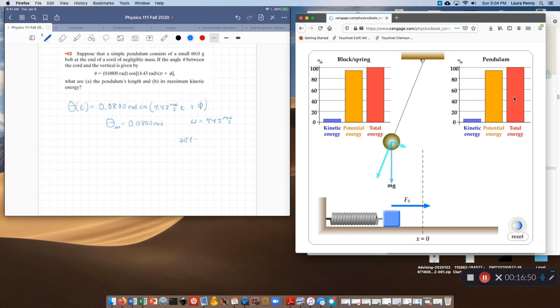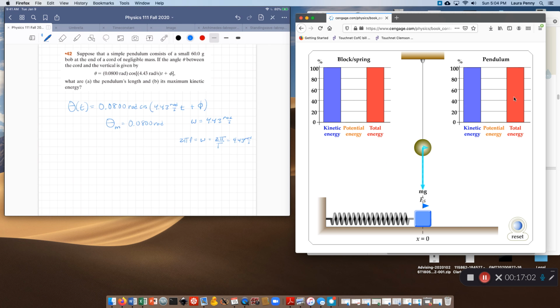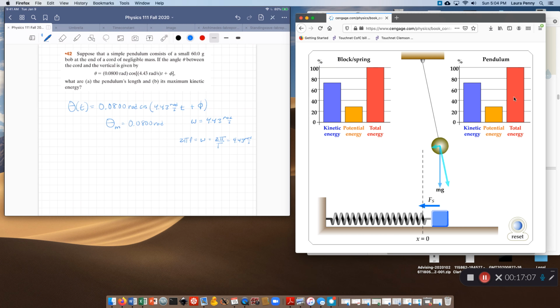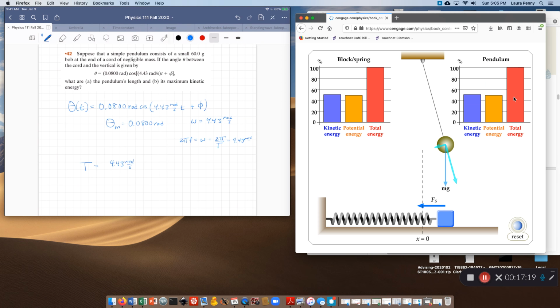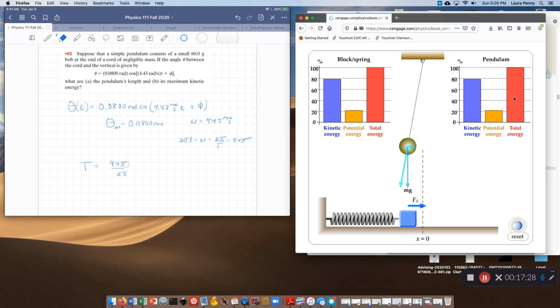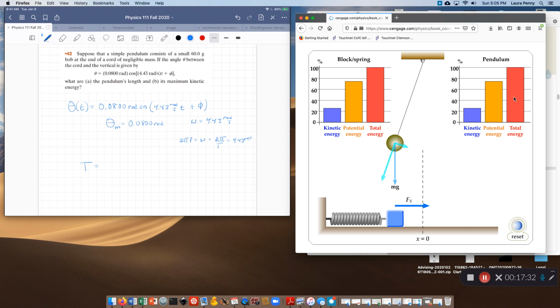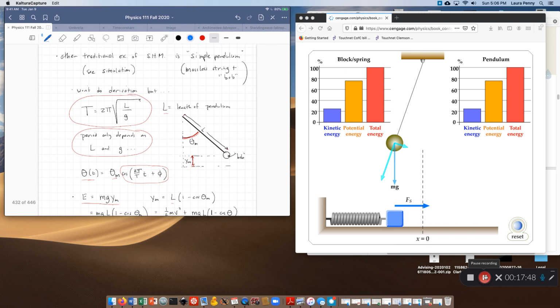Well, omega, 2 pi f is omega, and 2 pi f is another way of writing 2 pi over T. So the period then is, actually, it's the other way around. If I move this around, it's 2 pi divided by 4.43 radians per second. So let's do that math. Okay, that's 1.418 seconds.